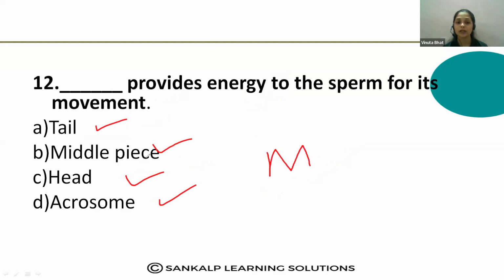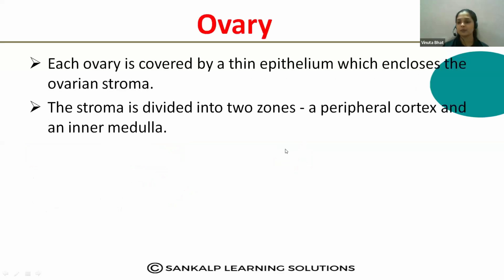That mitochondria is present in which part of the sperm? That is present at the middle piece. So it is there in the middle piece, providing the energy for the movement. That is the correct answer. So here we discussed some MCQ questions on this topic.